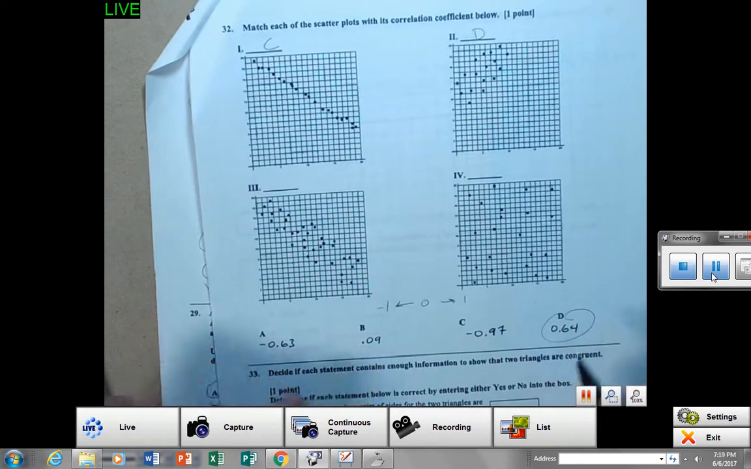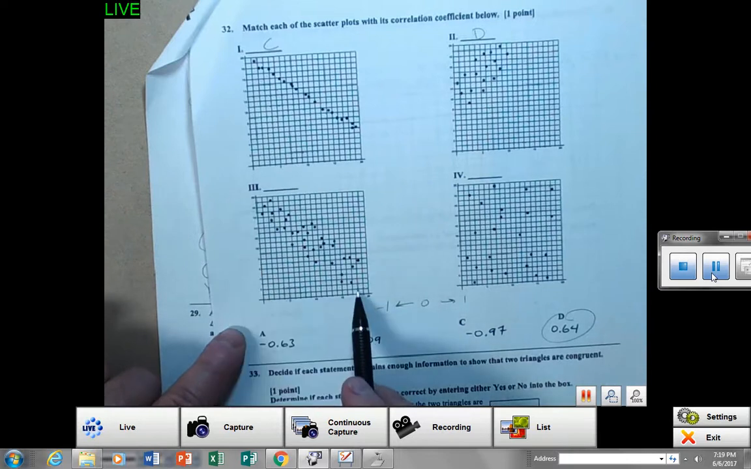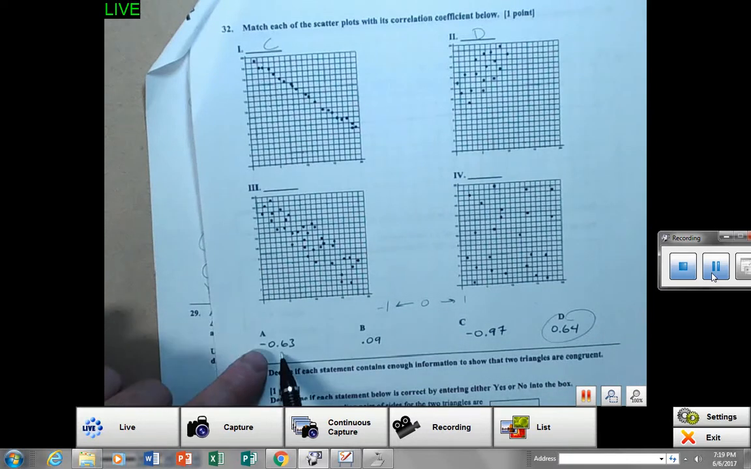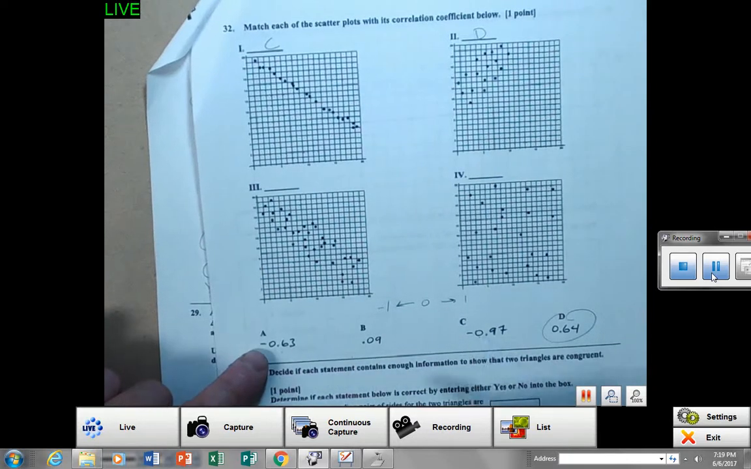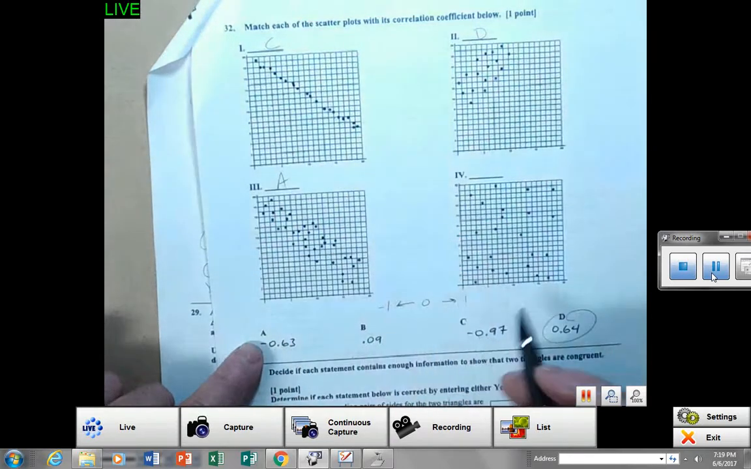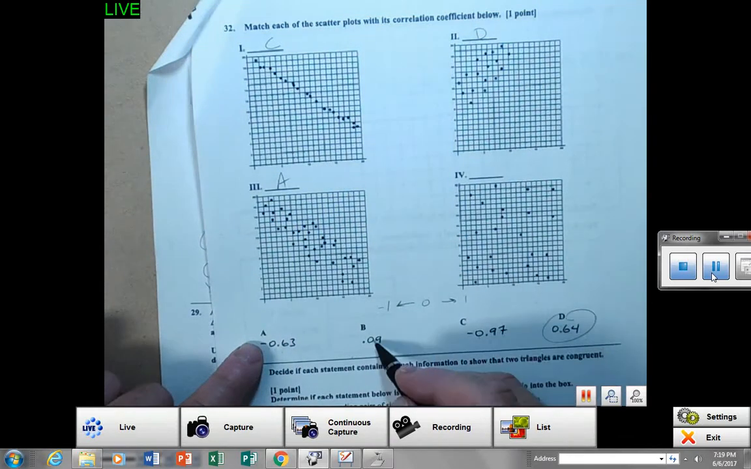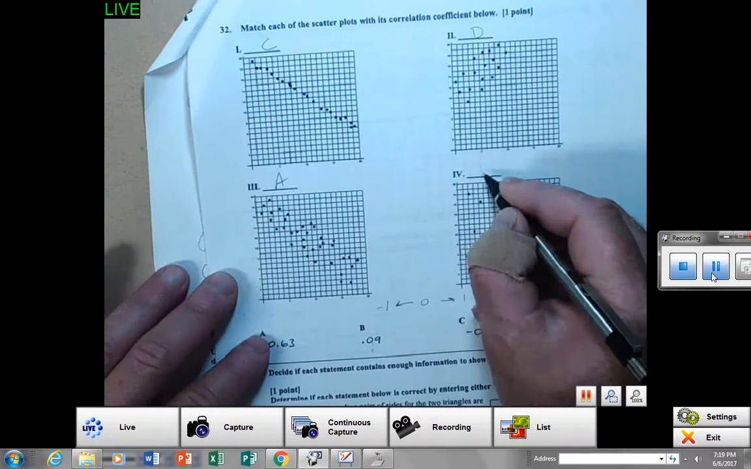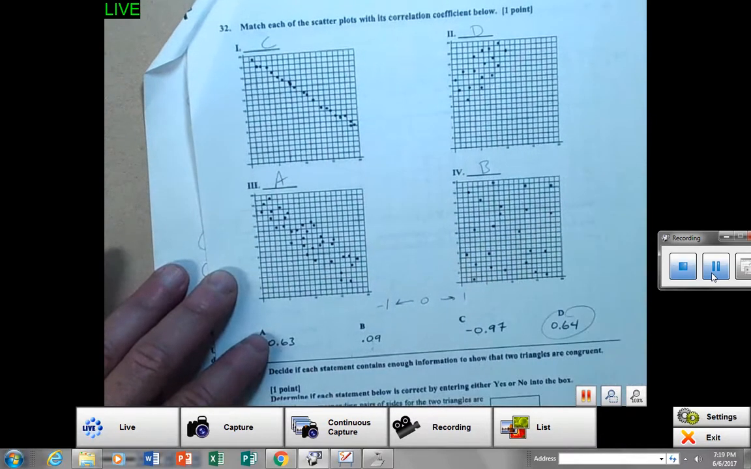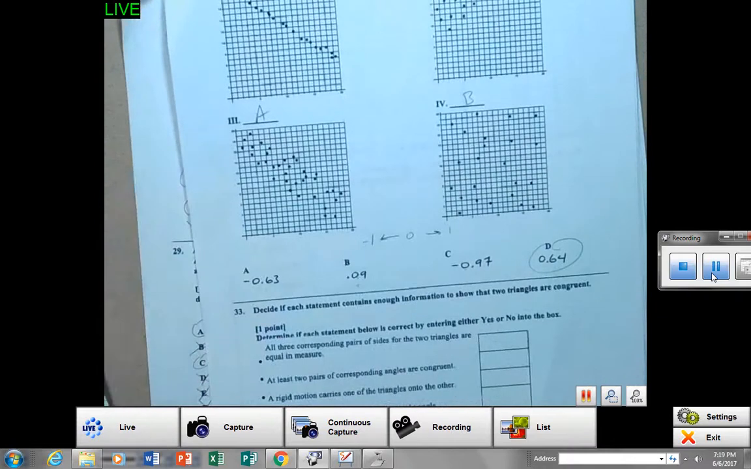Alright, this one going negative. So the only negative choice left, and of course not quite as good as that, would be A for this one. This one is the most scattered, so that one will get the lowest correlation number. Remember, the lower the correlation number, closer to 0, the more scattered the points. That would be B. Alright, next problem.